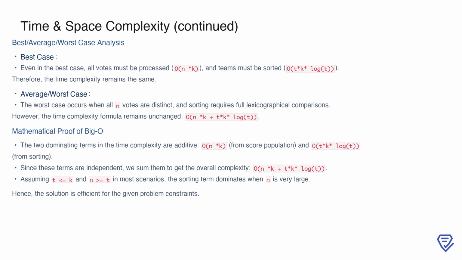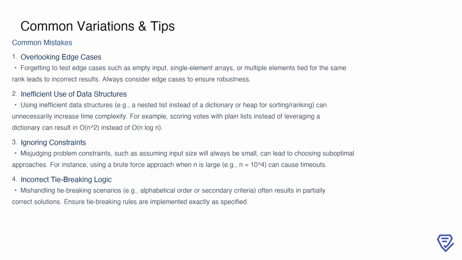This ensures that the solution is efficient and well-suited for the problem constraints. One common mistake when solving this problem is overlooking edge cases. It's essential to account for scenarios such as empty input, single-element arrays, or situations where multiple elements are tied for the same rank. Failing to consider these cases can lead to incorrect results, so always validate your solution against edge cases to ensure robustness.